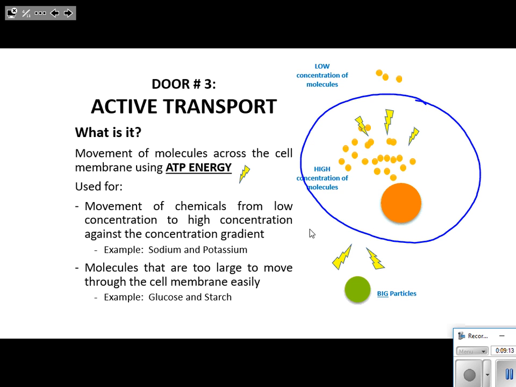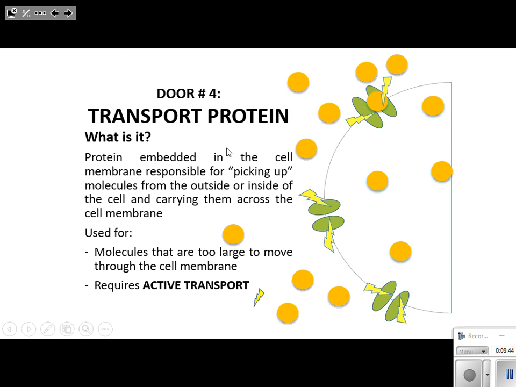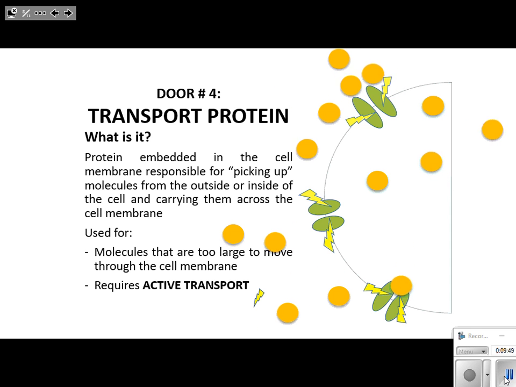Okay? Now, the bottom thing here says, molecules that are too large to move through the cell membrane easily. What does that mean? Well, that means those can also use active transport to get through the membrane. All right? We'll go ahead and look at how that happens by looking at transport proteins. So go ahead and copy these transport proteins down, and we'll discuss this.